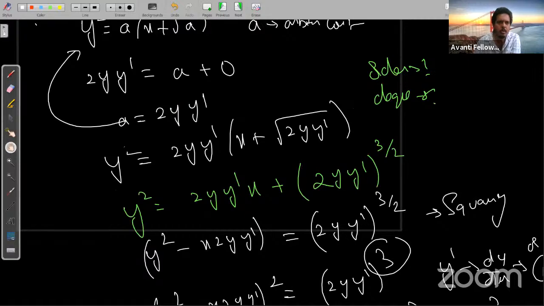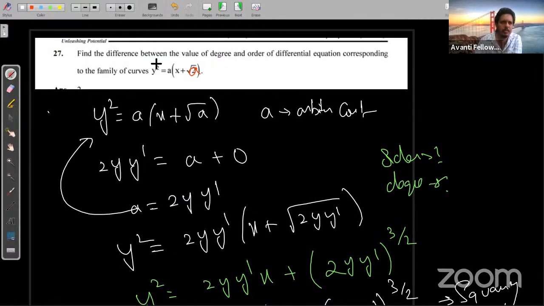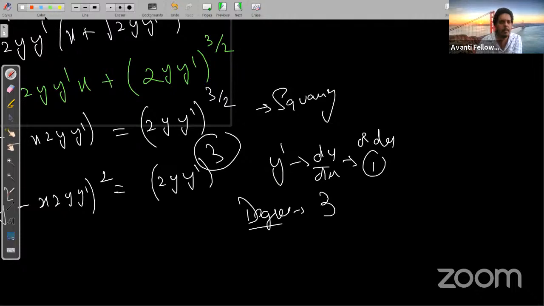So come on, tell me. What is being asked is the difference between the value of the degree and the order, which is 3 minus 1. It is 2. So 3 minus 1 is equal to 2 is your answer. That's it. This is how you have to do it here. You just have to be very careful while solving the question.